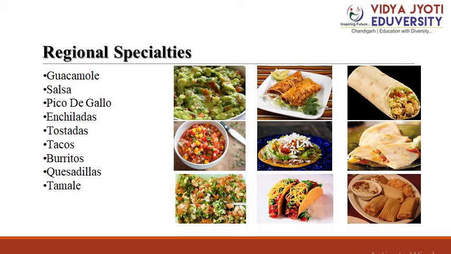Pico de gallo is also known as salsa cruda. It is a mixture of chopped onion, tomatoes and cilantro. It is actually a form of salsa but is served in small portions.